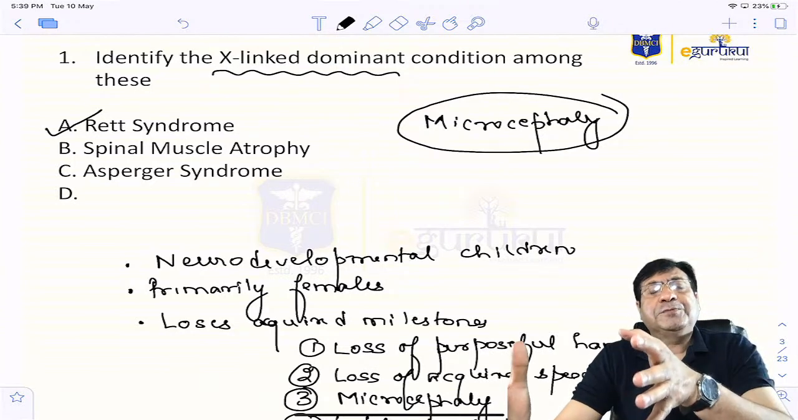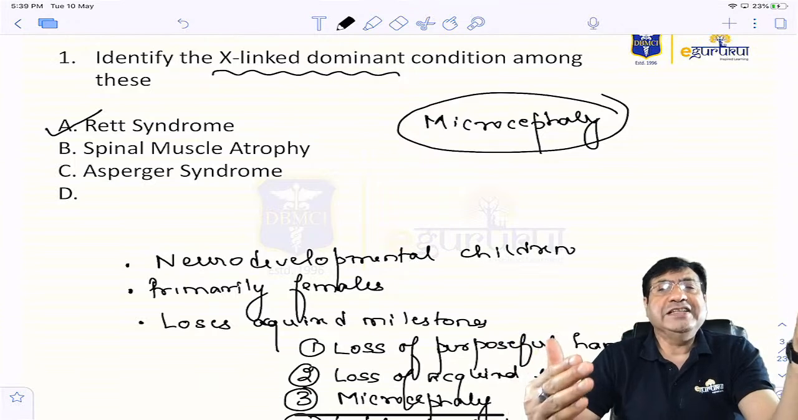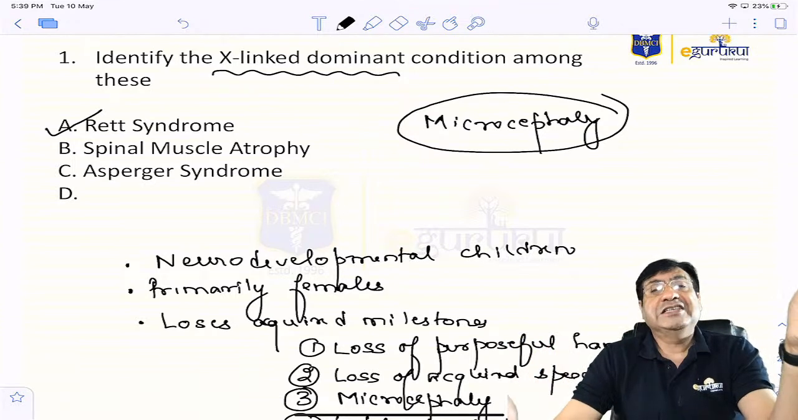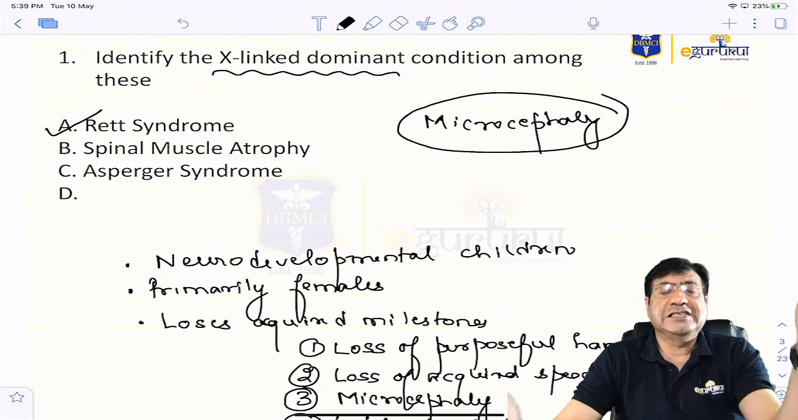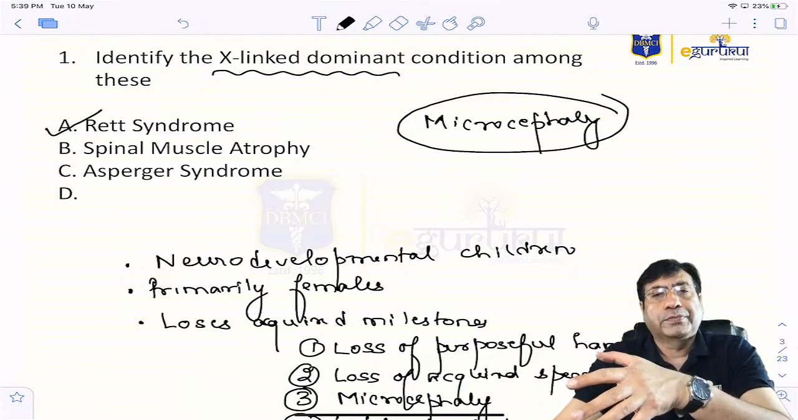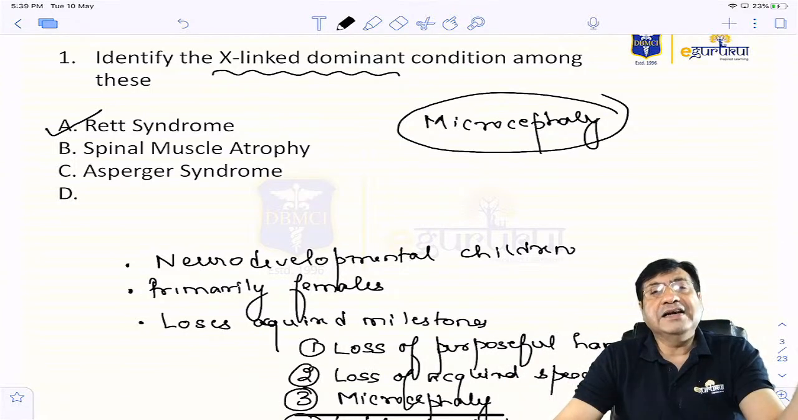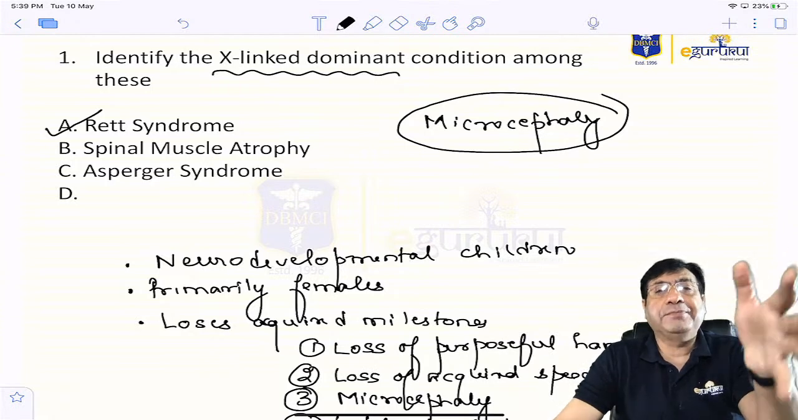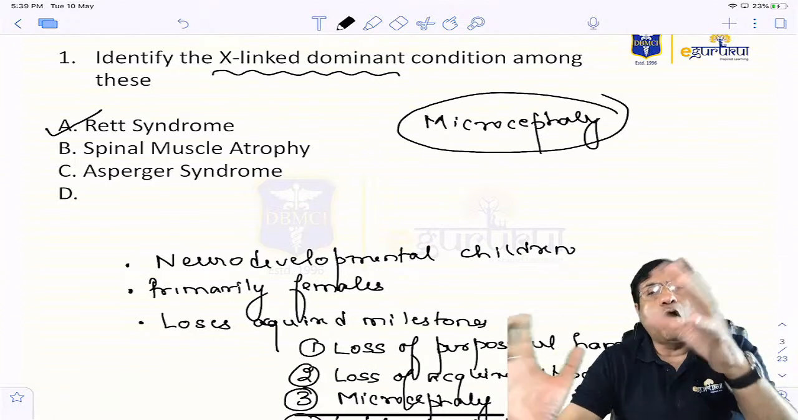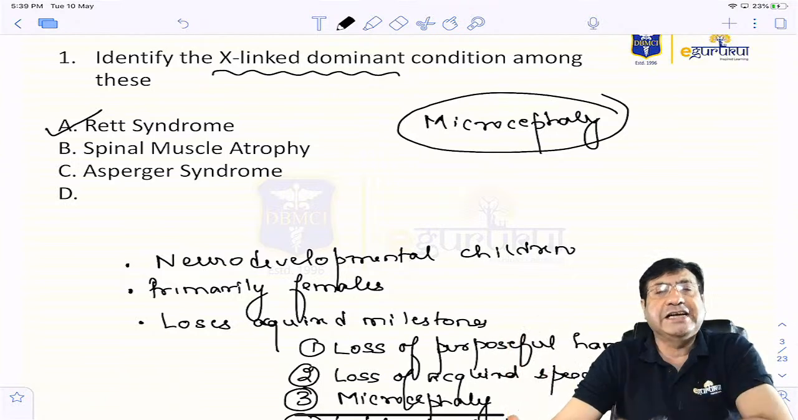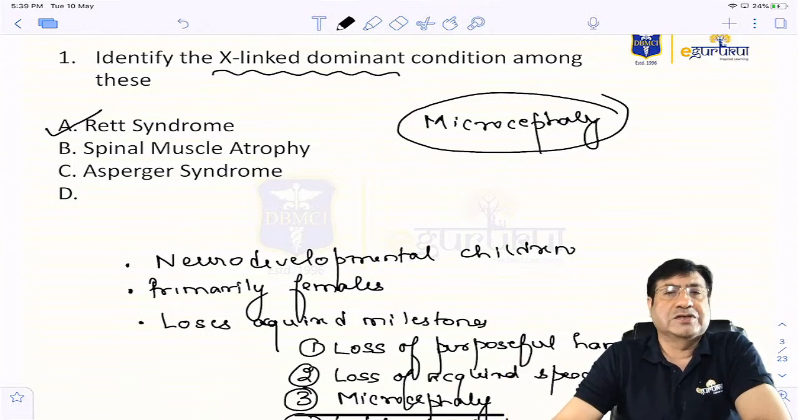Then there is a type which presents between 6 months and 18 months, known as Dubowitz disease, spinal muscle atrophy type 2. Kugelberg-Welander disease, which is spinal muscle atrophy type 3, has a later presentation. So all of these disorders associated with progressive muscle weakness, the spinal muscle atrophies, are an autosomal recessive group of disorders. So they are not X-linked dominant.